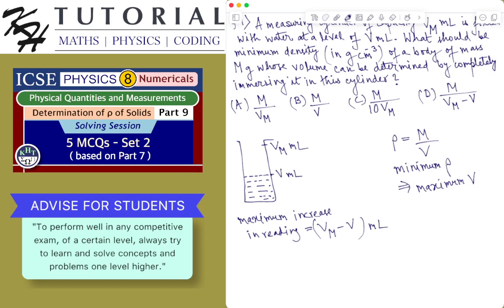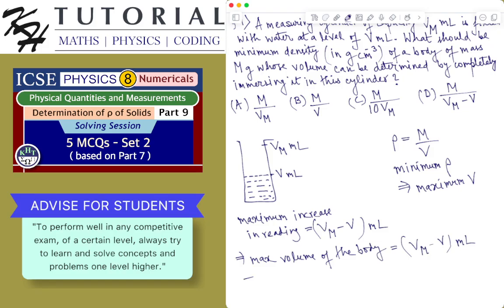So clearly the maximum volume of a body that this measuring cylinder can measure is Vm minus V. So this implies the maximum volume of the body can be Vm minus V, this much ml.